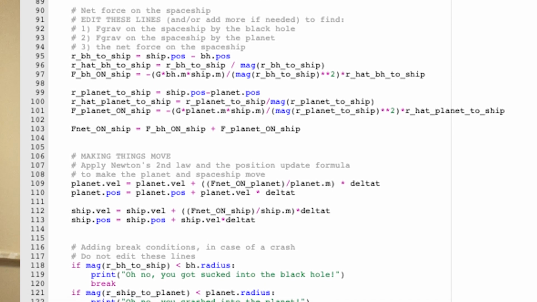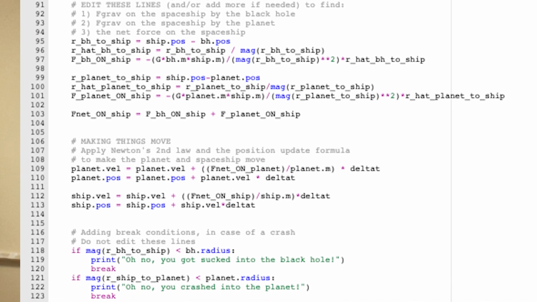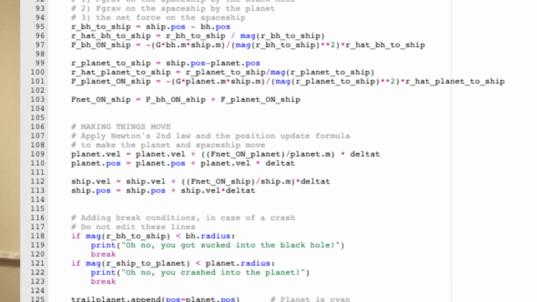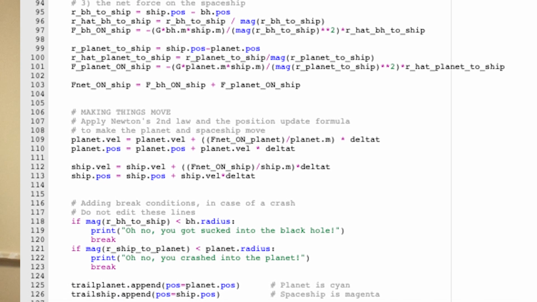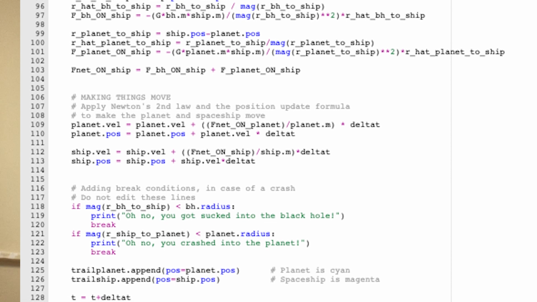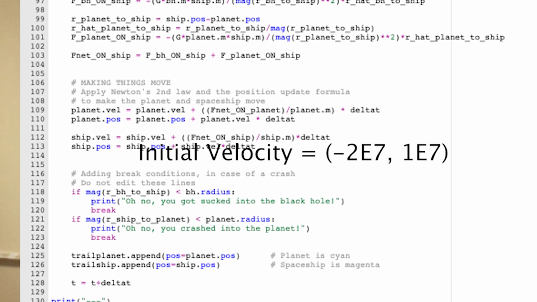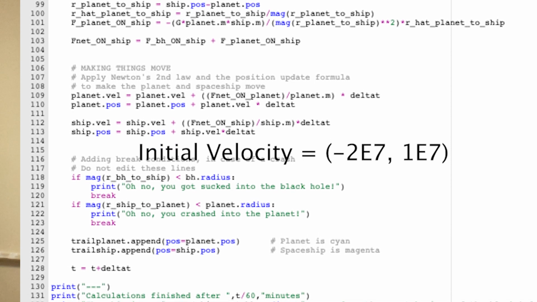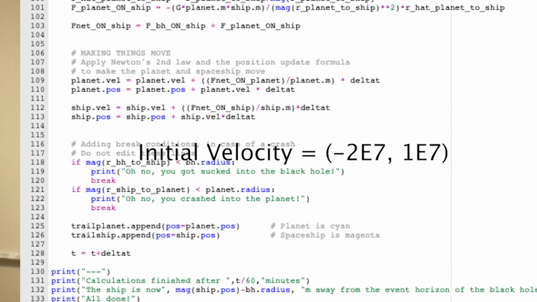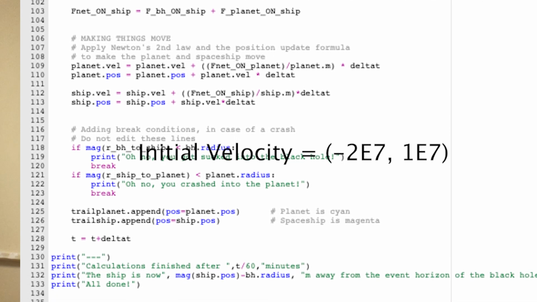I kept on trying new initial velocities for the ship until there wasn't a time where the ship would either get sucked into the black hole or hit the planet. Eventually, an initial velocity for the ship I found to pass the black hole was negative 2e7 meters per second in the x direction and 1e7 meters per second in the y direction.